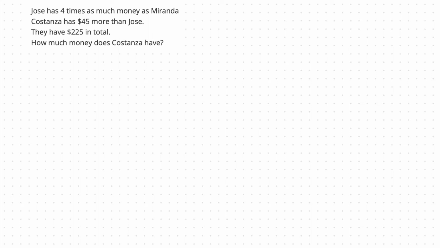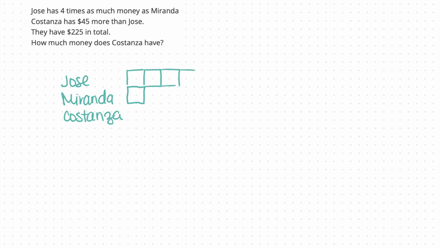So we have 3 different people here, so we can label 3 names. We have Jose, we have Miranda, and we have Costanza. It says here that Jose has 4 times as much as Miranda. So that tells us that Miranda's bar could be 1 piece, and Jose's is going to be 4 of those same pieces. So here we have 4 of those same pieces.